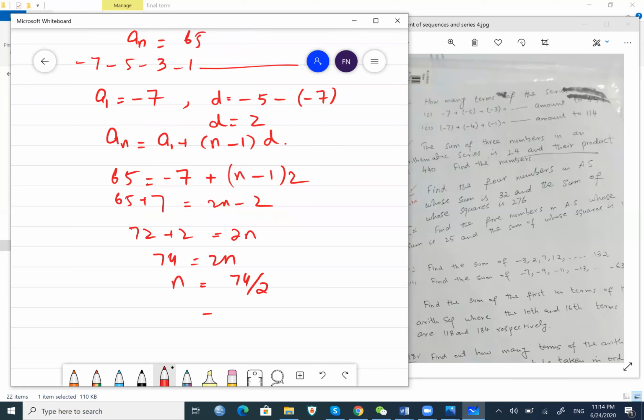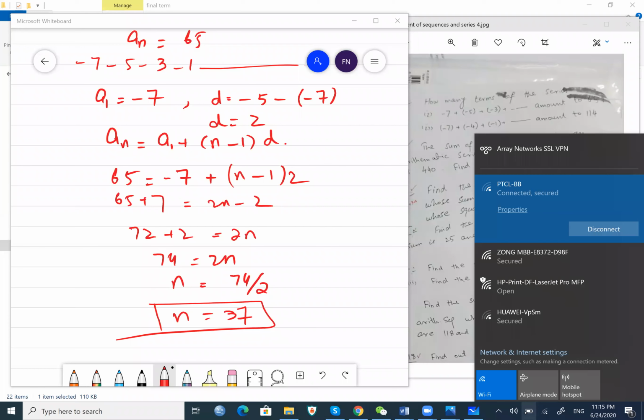Misha, were you there last? Oh, sorry, disconnected. Can you hear me? Yes, now we can. How about now? Yeah. It's 36. No, sorry, 37. So 65 is the 37th term of this sequence.